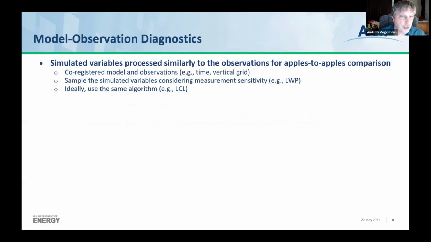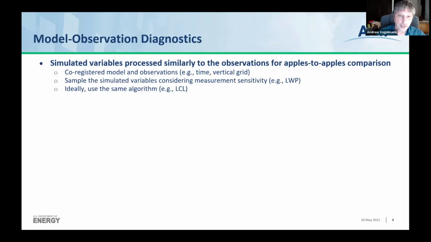So now for the model observation metrics, our diagnostics. So we have these observations and we have the model fields. First thing that we have to do is to get them on the same page so that we can do a fair apples to apples comparison. This means a couple of things. One of them is that we need to co-register the model and the observations, for instance, in time and with regards to the vertical grid.